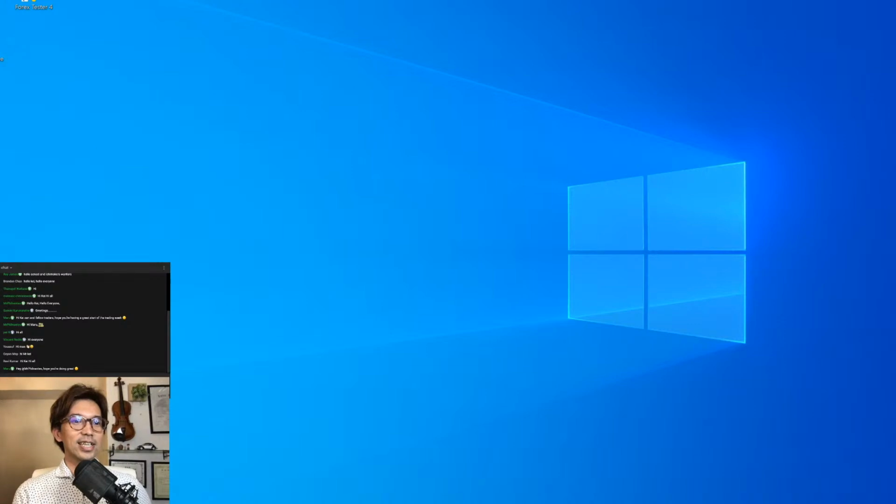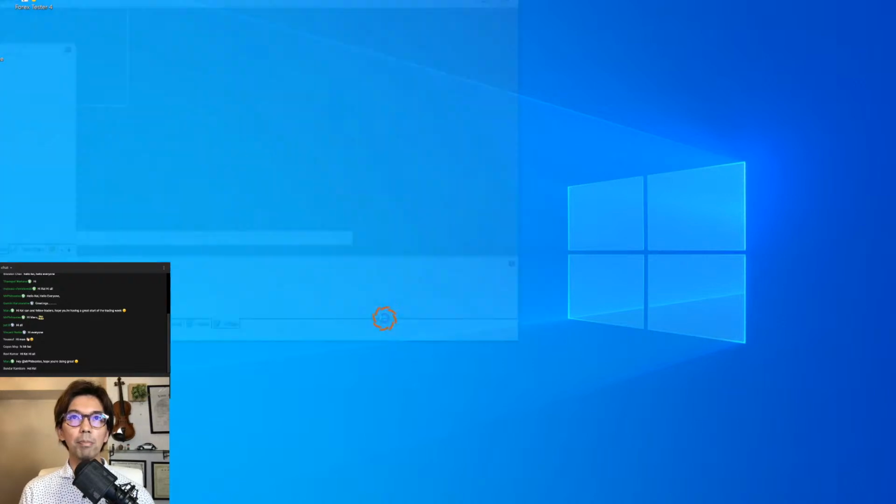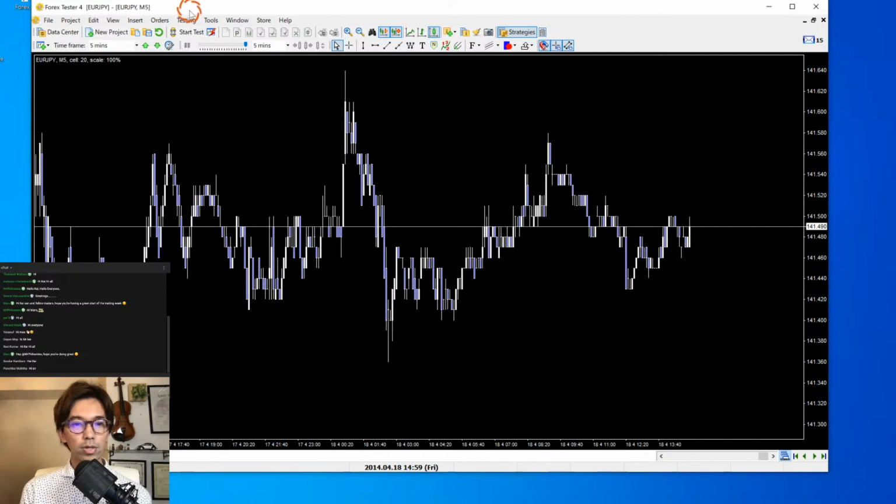So let me run the Forex Tester 4 now. Hold on. If there are any issues on the live stream today, please let me know, because I have a Mac and I'm running Windows over the Mac through Parallels, so sometimes the connection might be slow. In that case, please let me know in the chat so that I can pause it or reboot the Windows here.